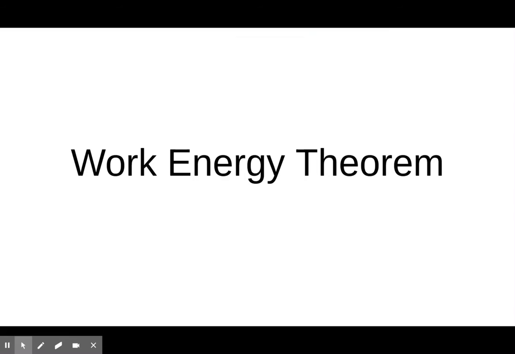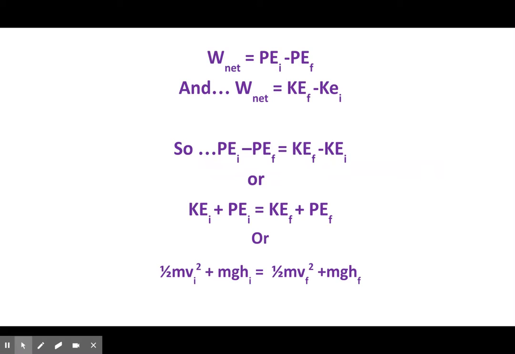to look at what's called the work energy theorem, where we're going to be putting together the kinetic energy formulas and the potential energy formulas. So this looks like a lot, but the top line, we said that the net work is the initial potential energy minus the final. We also said the net work is the final KE minus the initial KE. So we can actually put all of that together.